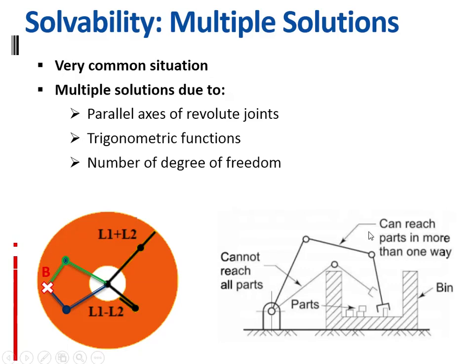When a degree of freedom is added to the particular structure, some type of dexterity is included in the case of redundant manipulators. So this is how we have different types of multiple solutions. Multiple solutions can occur because of these three reasons.